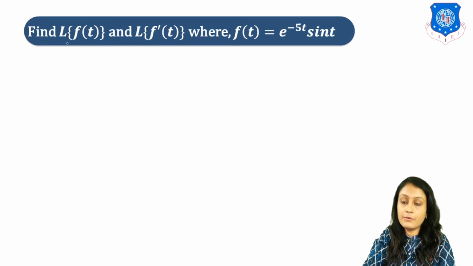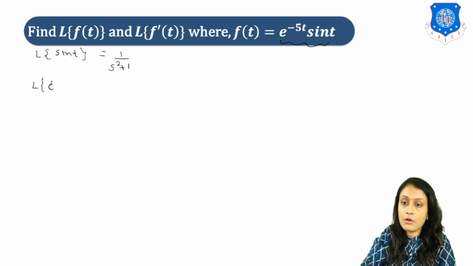So first here we have to find Laplace transform of f(t) and Laplace transform of f dash t, where f(t) is given, that is e raised to minus 5t sin t. Whenever we see this type of combination, we have to apply the first shifting theorem. For that, firstly we will find Laplace transform of sin t. We know Laplace transform of sin at is a upon s square plus a square. Here a is 1, so we have 1 upon s square plus 1.